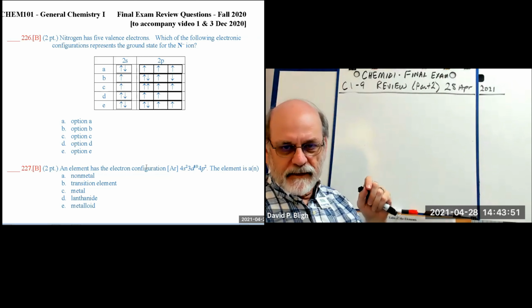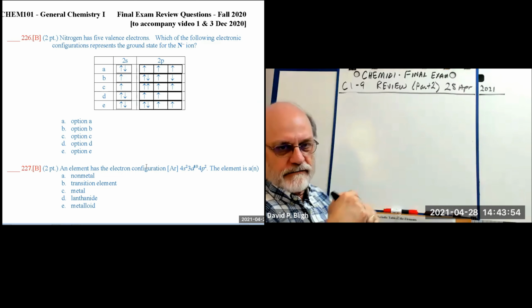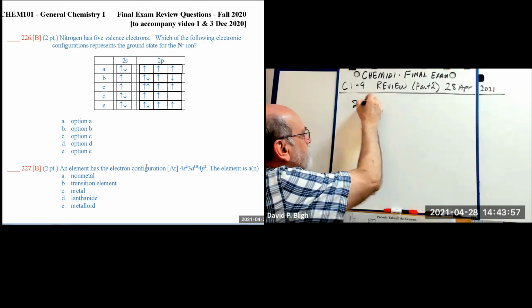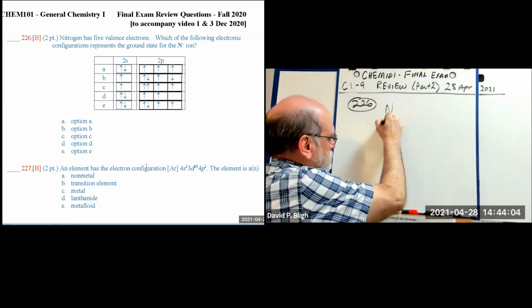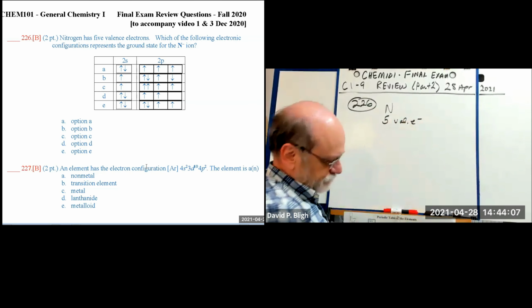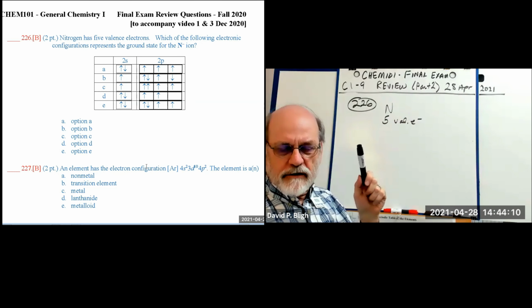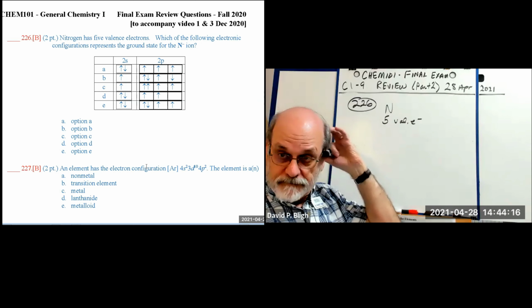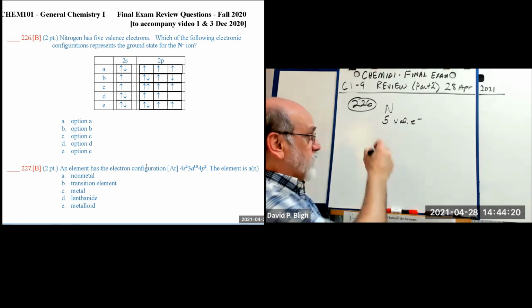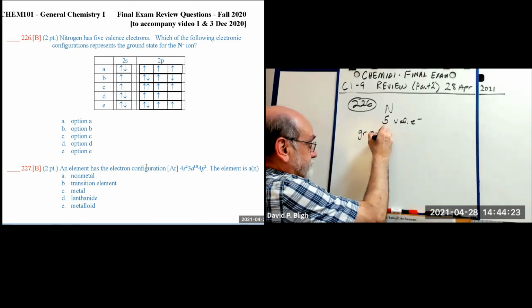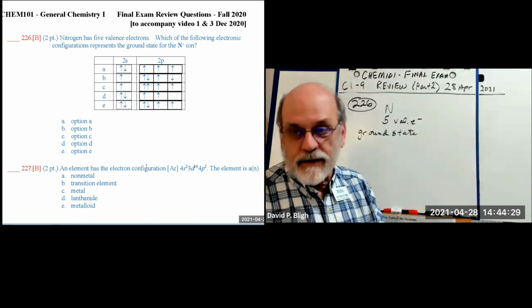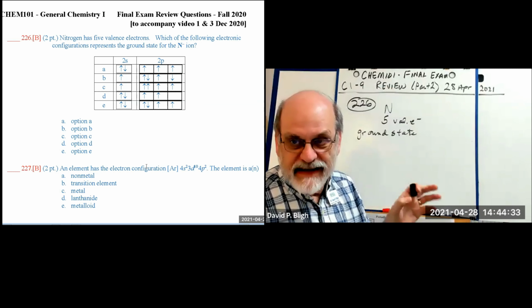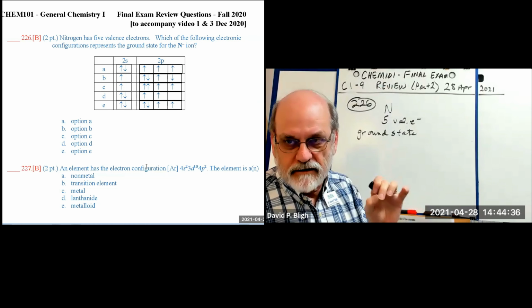How about this one? Nitrogen has 5 valence electrons, 226. Which of the following electronic configurations represents the ground state of the N- ion? Okay. First of all, what do we mean by ground state? Ground state doesn't have to be limited to neutral atoms. The ground state means lowest possible energy for all the electrons.